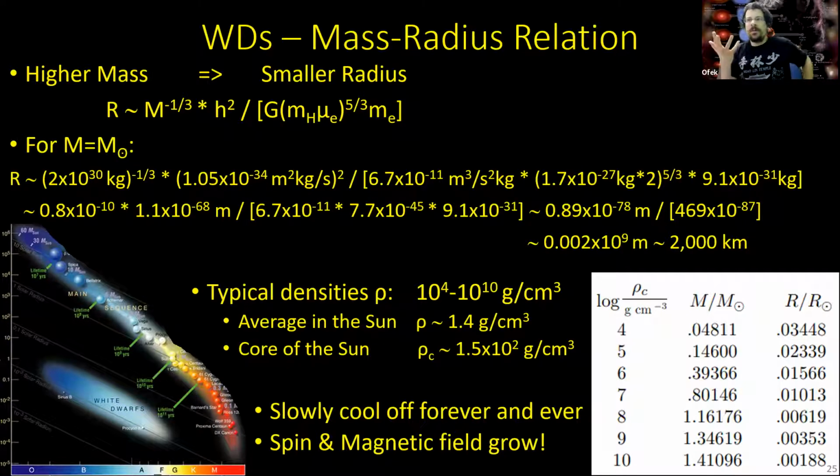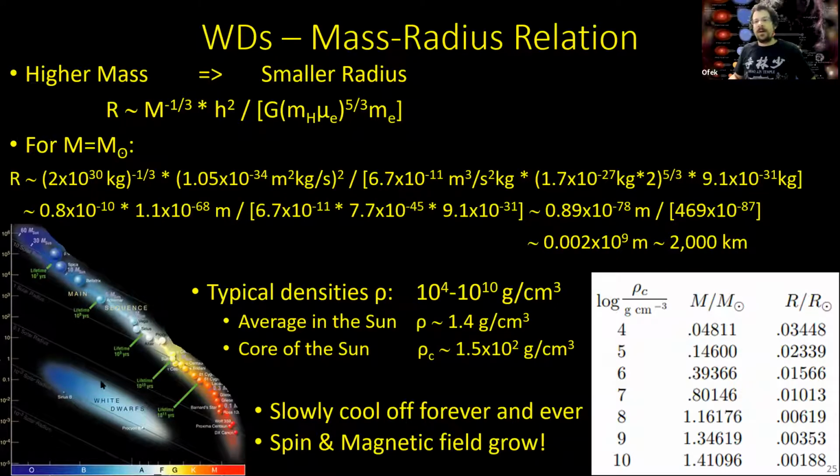I remind you the radius of the Earth is about 6,000 kilometers. The radius of the Sun is about 700,000 kilometers. So a white dwarf with the mass of the Sun will be, order of magnitude, I ignored a lot of factors on the way, about the size of the Earth. And now we understand how it appears so low on the HR diagram.